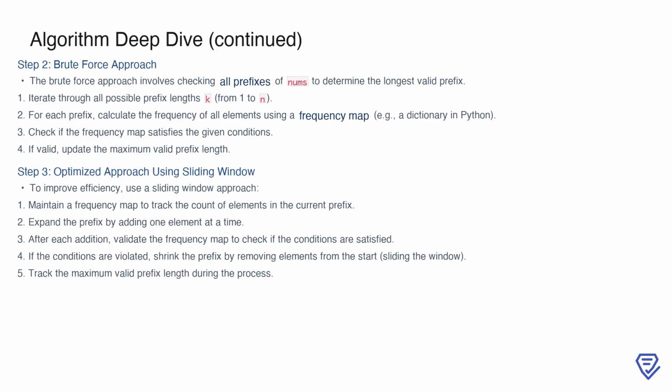To address this, we can adopt an optimized approach using a sliding window. Here, we maintain a frequency map dynamically as we expand the prefix one element at a time. After adding a new element to the prefix, we validate the frequency map. If the conditions are violated, we adjust the prefix by removing elements from the start, effectively sliding the window forward. This approach ensures we only process each element once, significantly improving efficiency while still tracking the longest valid prefix.